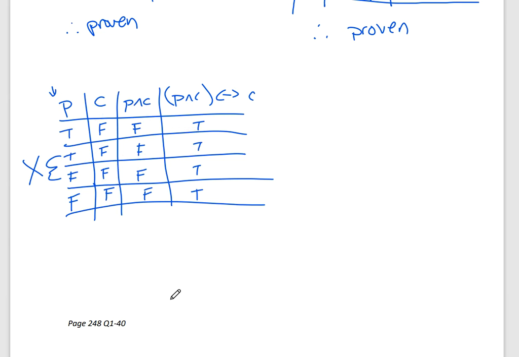Okay, so page 248, questions 1 to 40. Go through, try to prove all the properties. Again, the truth tables for the proofs will be in the back of the textbook for all the odd numbered questions. And if you have issues with any of the problems, you're always welcome to pop into our live session and I can go through any of them with you.